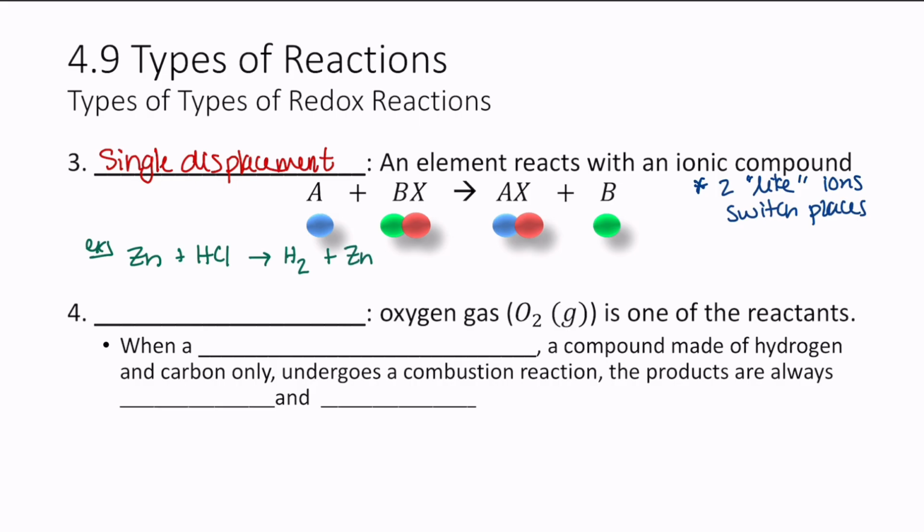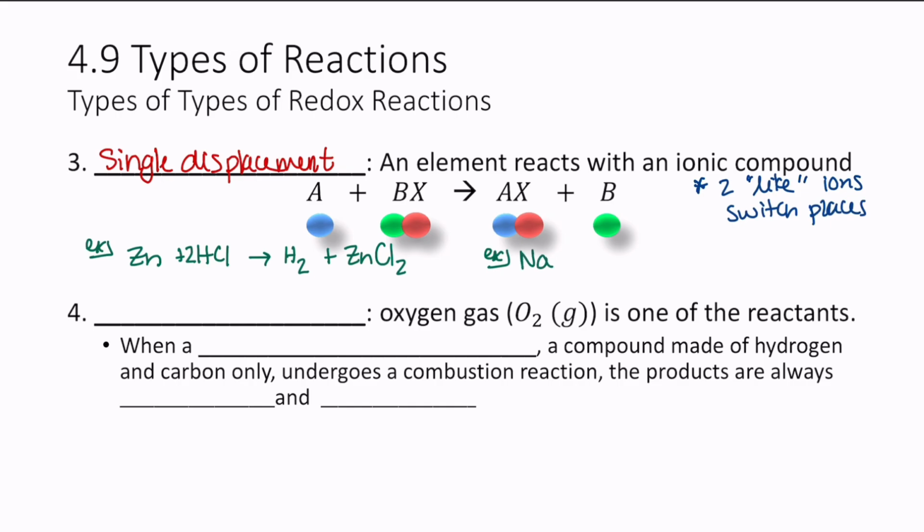Now, zinc will always have a 2 plus charge, so in order to make a charge neutral compound, I'm going to need 2 chlorine. Now, I have to balance my overall reaction, and I can do that by putting a 2 in front of the HCl. So this is an example of a metal reacting with an ionic compound. Let's look at an example of a nonmetal reacting with an ionic compound.